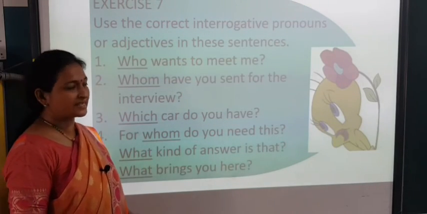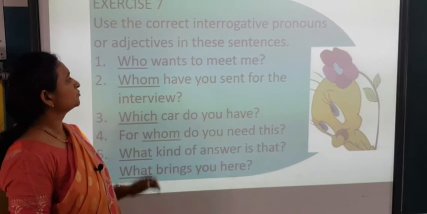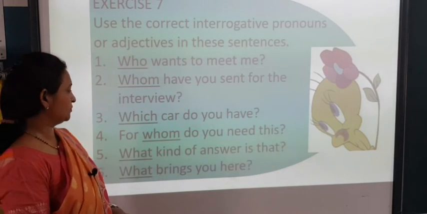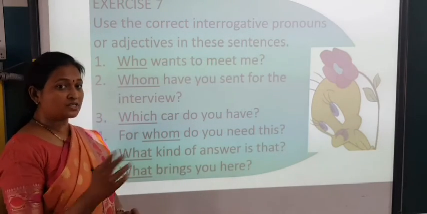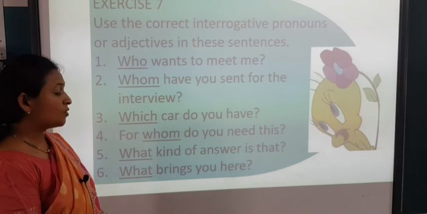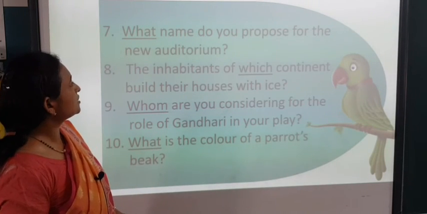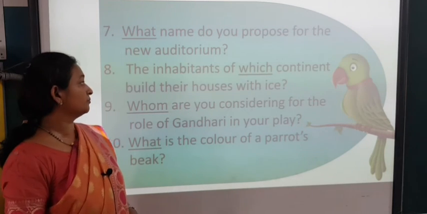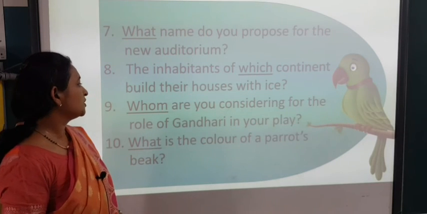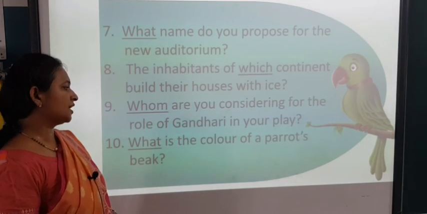Now we have exercise 7. Use the correct interrogative pronoun or adjective in these sentences. Who wants to meet me? Whom have you sent for the interview? Which card do you have? Whenever choice, it is always which. For whom do you need this? What kind of answer is that? What brings you here? What name do you propose for the new auditorium? The inhabitants of which continent build their houses with ice? Whom are you considering for the role of Gandhari in your play? What is the color of a parrot's beak?